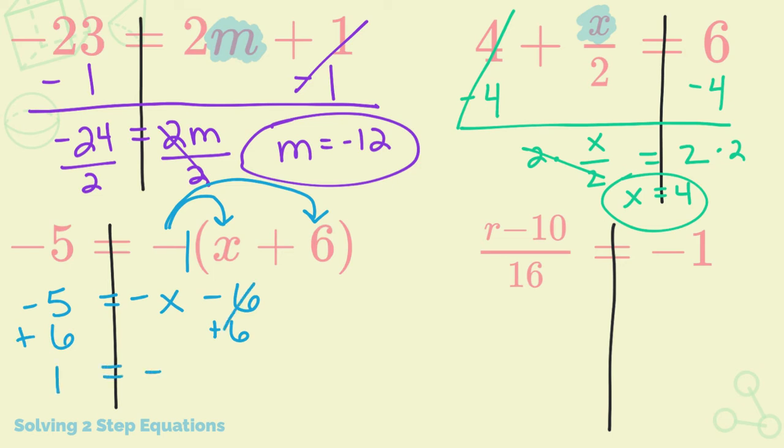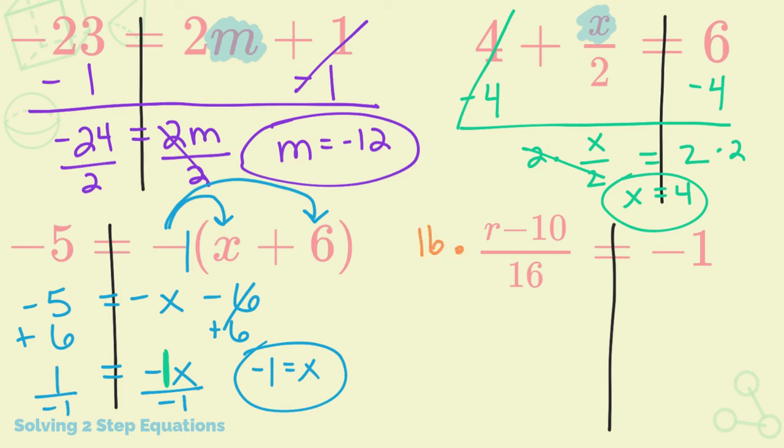But notice here, x is not by itself. It has a coefficient of -1. So in order to get rid of that negative, I'm going to divide by -1 on both sides. So my answer here is -1 equals positive x. We are not allowed to leave our answers with a negative in front of the x. We have to have a positive x.